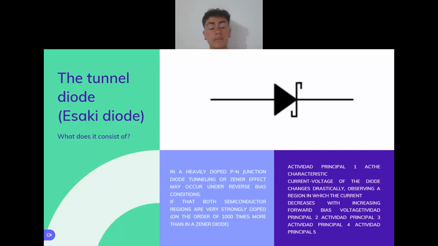Said region is developed characteristically in the range of 50 to 250 millivolts from the valley voltage. The tunnel diode behaves practically like a normal diode. The reverse breakdown voltage does not exist, therefore the tunnel diode is not able to block reverse voltage like other diodes.